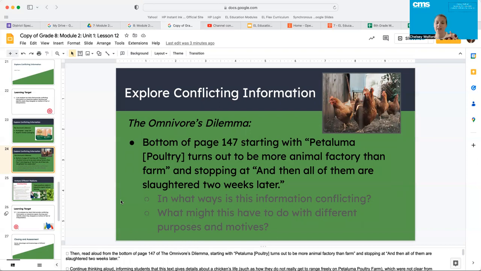All right, guys, now I want you to answer these two questions and have some classroom discussion about this. In what ways is this information conflicting? What might this have to do with different purposes and motives? So go ahead and do that now.